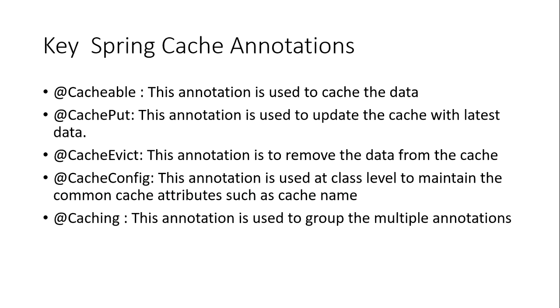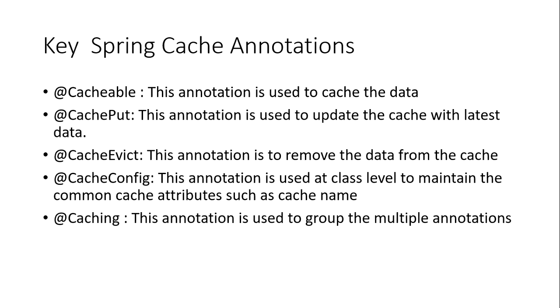Now these are the key Spring cache annotations. @Cacheable is basically used to cache the data. @CachePut, whenever you want to update the data, and you want to update the cache also, then you can use this @CachePut. And similarly, @CacheEvict, if you want to delete the data, and you want to delete the data even from the cache also, then you can think about @CacheEvict.